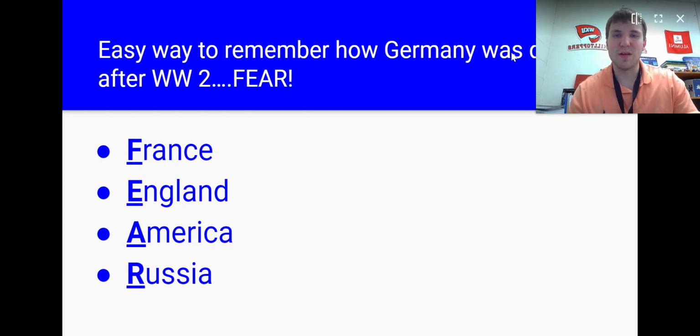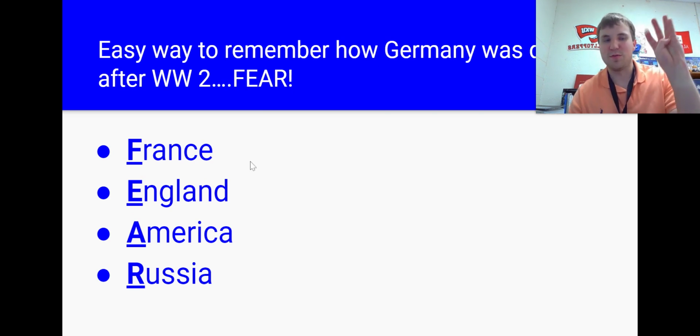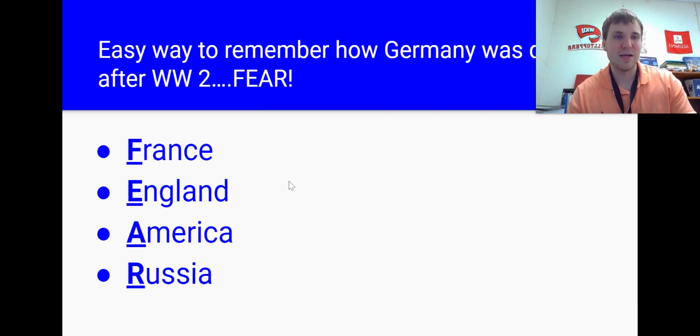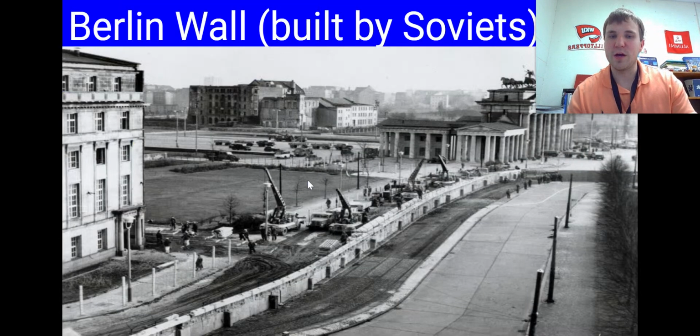So, easy way to remember this is fear: France, England, America, and Russia. Those are the 4 countries that were in charge of Germany. Okay. The domino theory. Real quick.